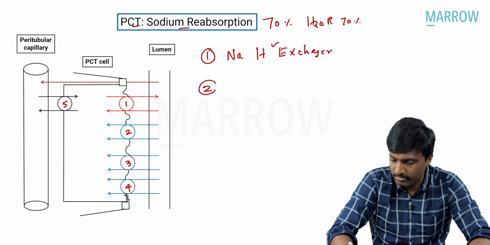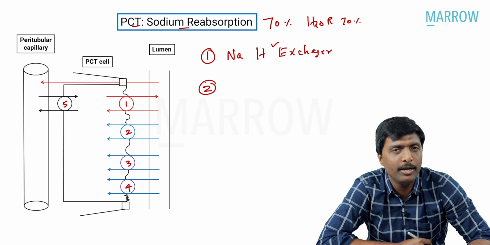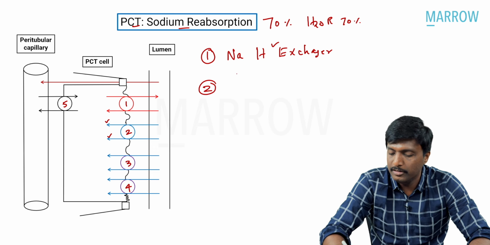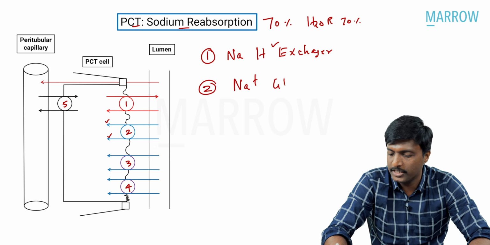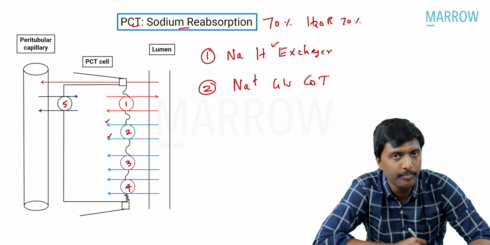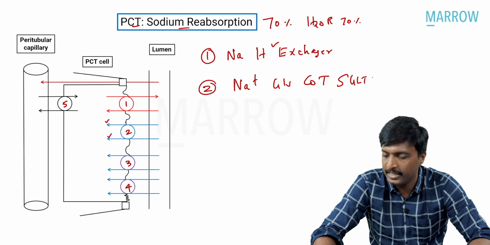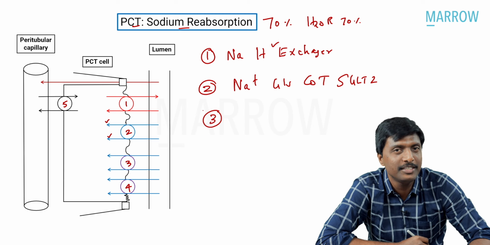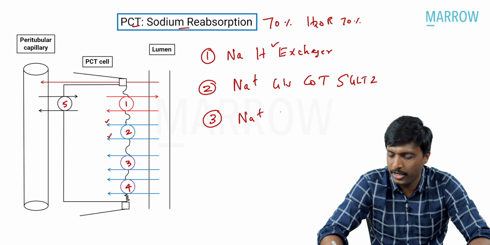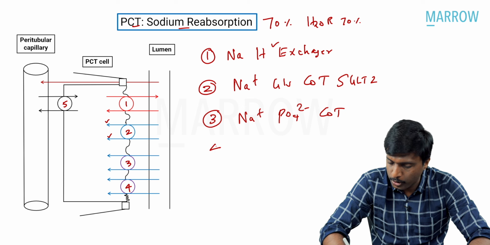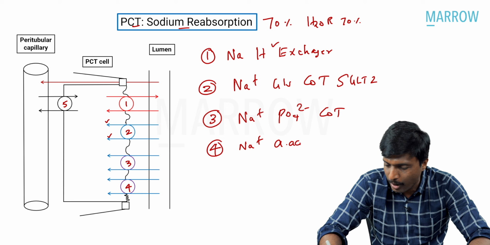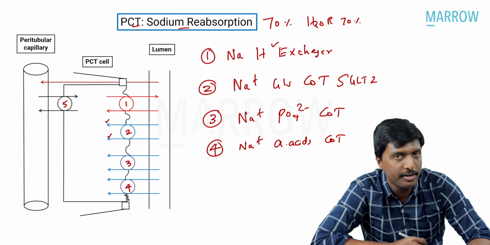What about the second, sir? Physiology, pharmacology, general medicine, diabetology. Very important. The arrow marks are in the same direction. This is a co-transporter, the sodium glucose co-transporter, our SGLT2. Third, what is this third, sir? The first question we discussed. This is the sodium phosphate co-transporter. What is the fourth one, sir? This is sodium reabsorbed along with amino acids. We call it the sodium amino acid co-transporter.